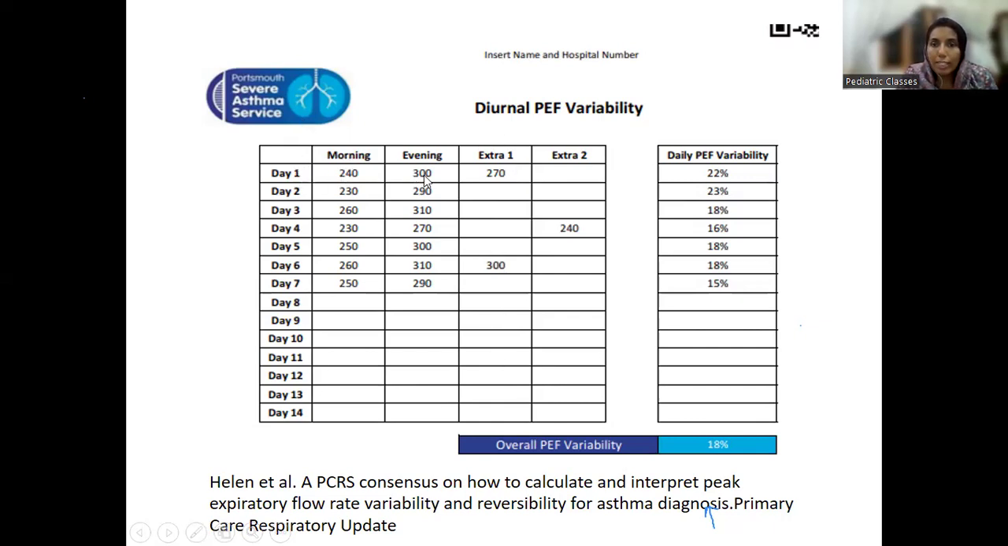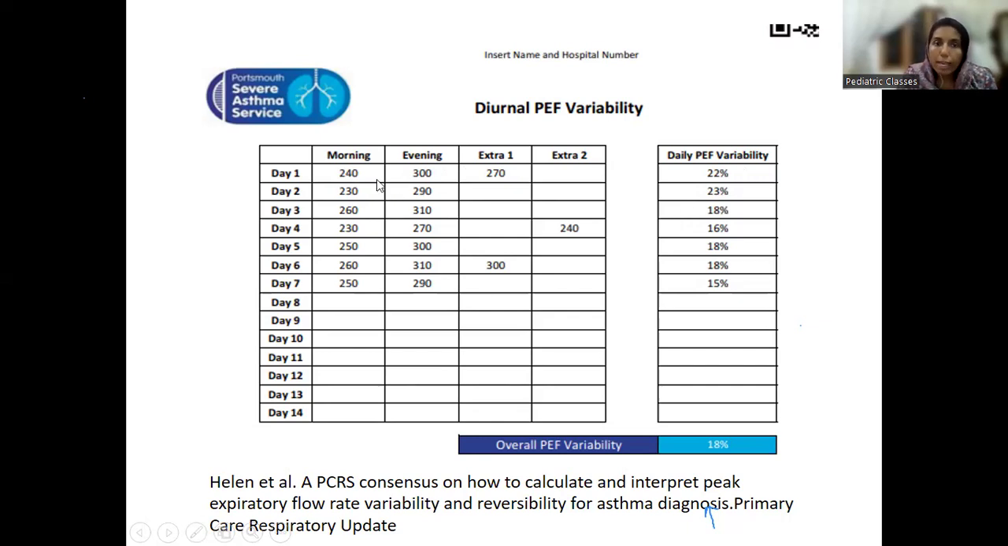So what actually has happened? Day 1, 240, evening 330, okay? Like that, they have written all the values for the morning, evening. Then here you see the daily PF variability, how did they calculate? It is the highest minus the lowest divided by the average of the values into 100. So here they have taken it as 300 minus 240 divided by the average of 200 plus 240 plus 300 into 100, which comes as 22%.